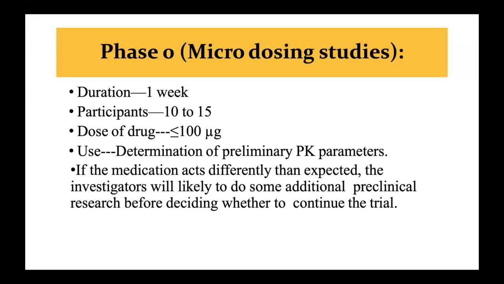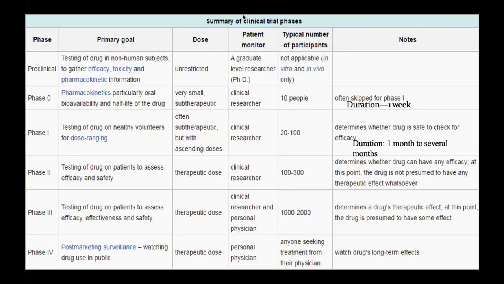What is phase 0? Duration 1 week, just a pilot study, participants 10 to 15, and the drug in a very limited dose. The aim is determination of preliminary parameters, and whether the medication acts differently. So in these pictures, this is phase 0. Sometimes in our thesis, we do preclinical studies. In the thesis, in the dissertation, that is not a phase, that is a preclinical study.